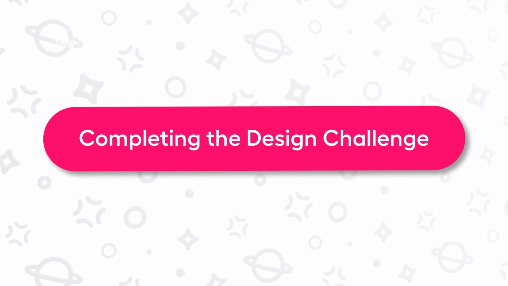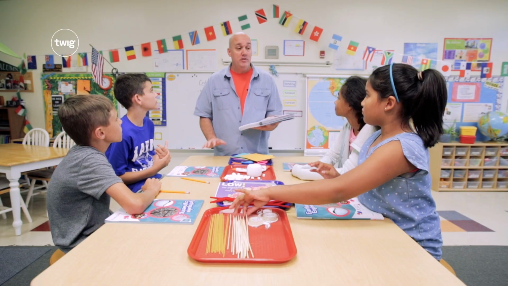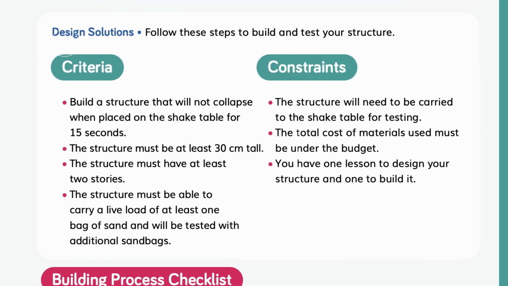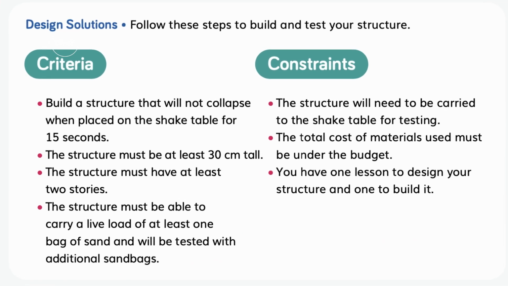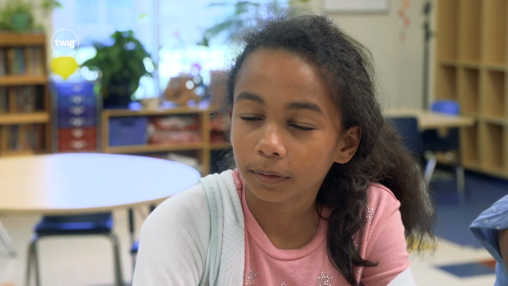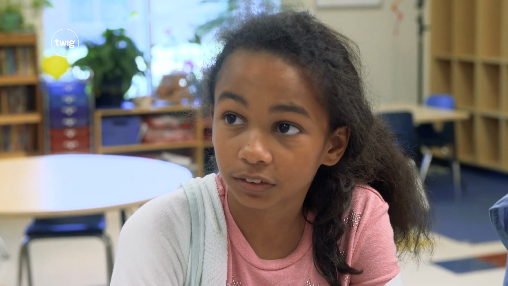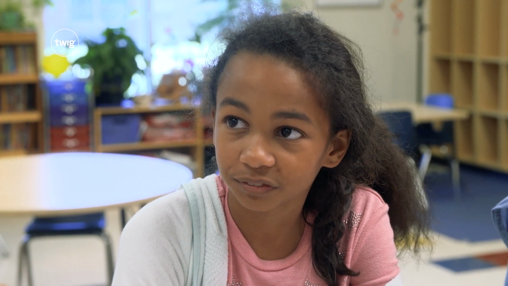Today we'll be starting our Engineer Design Challenge. You'll be designing an earthquake-proof structure. The criteria for success is a list of things that your structure must do. How will you know if your building is a success? How will you meet the criteria? By using a ruler to measure how tall my straw is for the support beam, because for the criteria it has to be 30 centimeters tall or higher.